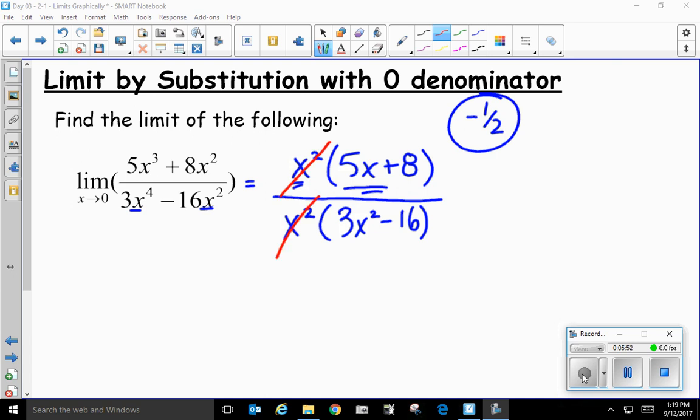So now I can throw a 0 in here, and I can throw a 0 in for here. So it's 0 plus 8 over 0 minus 16, which is 8 over what, Eamon? -16, which reduces to -1/2.